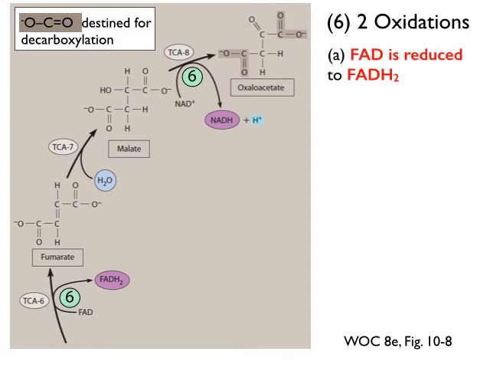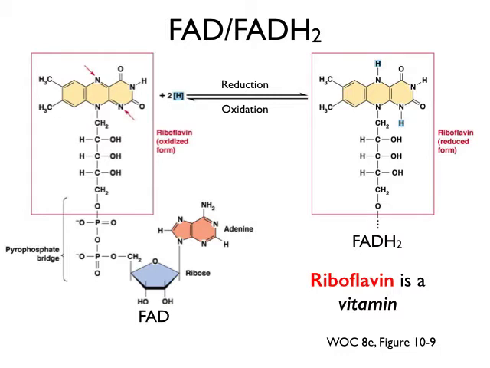All right, so again, we're going to generate 2 more reduced compounds. FAD is reduced to FADH2, and we get another copy of NADH produced through this process. So it's worth looking at the structure of FAD. Here it is, and it's similar to NAD+ and NADH.